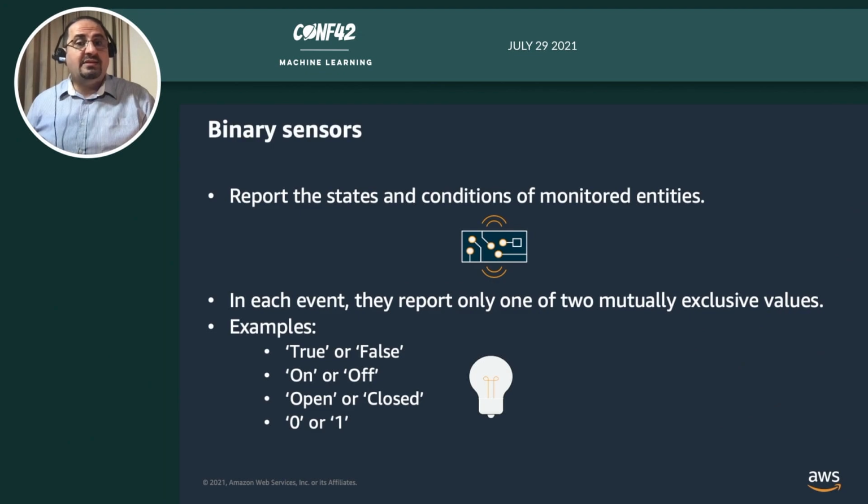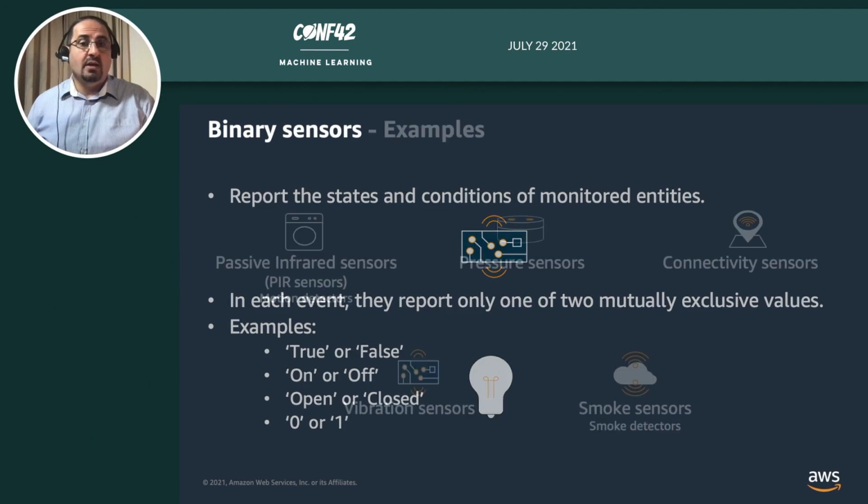So binary sensors are part of the bigger group of sensors used in IoT solutions. They report the state of the monitored entities back to the IoT solutions. The peculiarity of their readings or values is that they can be only one of two mutually exclusive values. Hence the name binary, which is demonstrated in the examples on the slide.